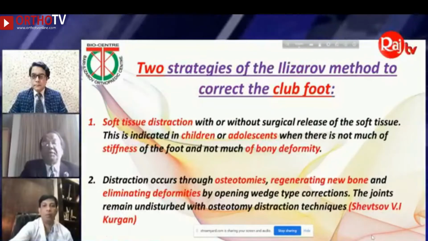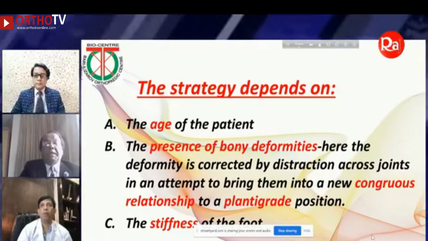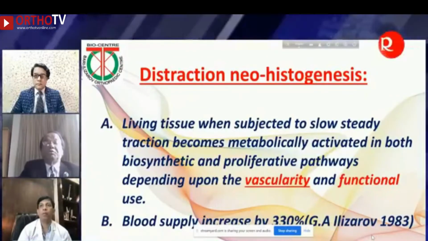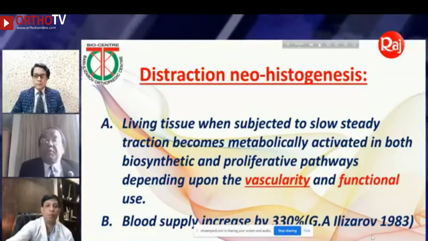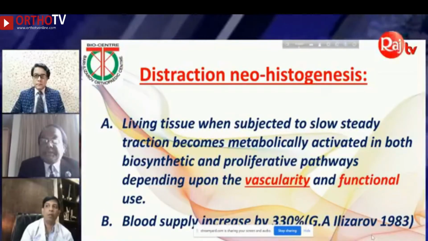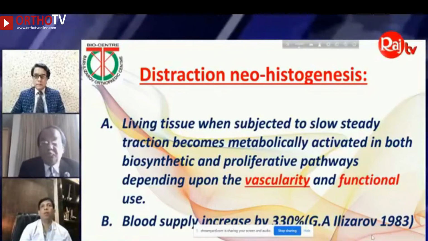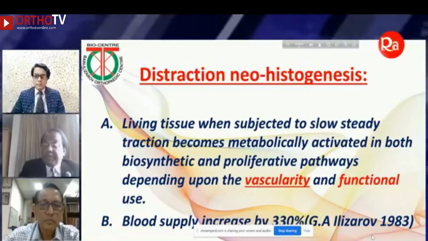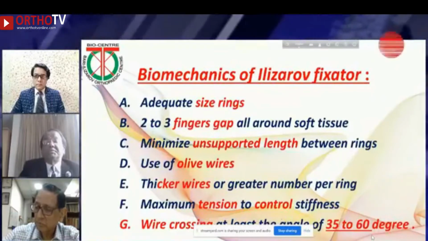Now, two strategies, one for the constrained, another for the unconstrained. You can see here, the strategy depends on the age of your patient, presence of bony deformities, and at the same time, stiffness of the foot. Distraction neohistogenesis, as I told you, this is very important, the Ilizarov law. Whenever you are applying Ilizarov, you must think about the law of Ilizarov. Slow and steady traction on a living tissue, I repeat it, is metabolically activated in both biosynthetic and proliferative pathways, depending upon the vascularity and functional use. And Professor Ilizarov showed in 1983 that when you apply Ilizarov, you will get 330% blood circulation where you are applying it.